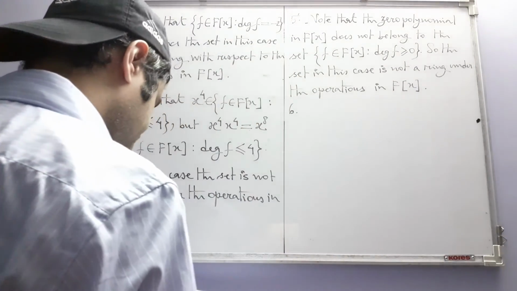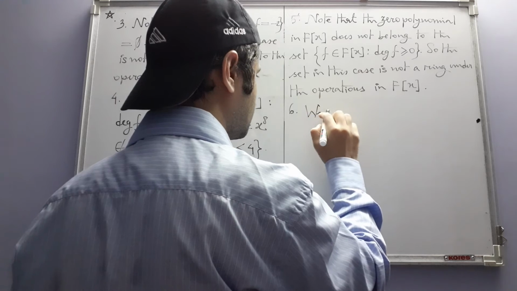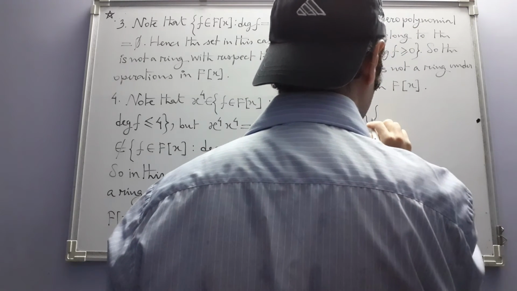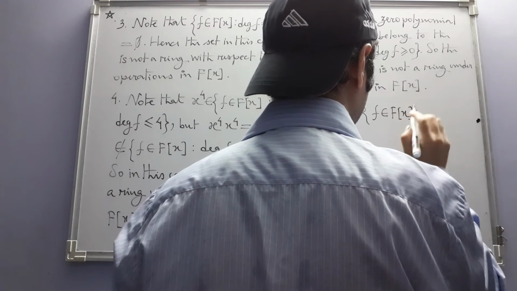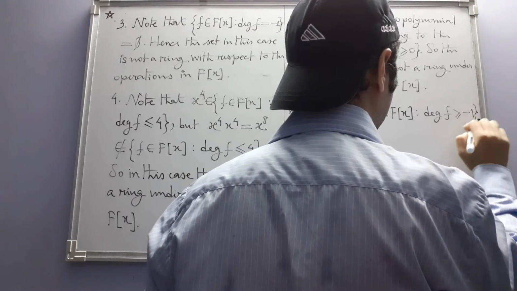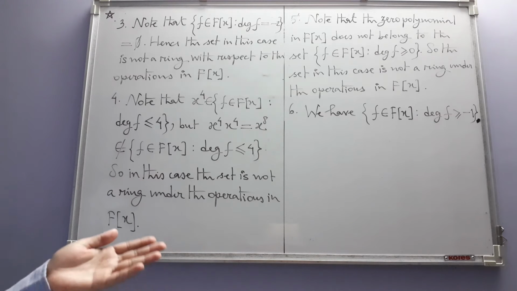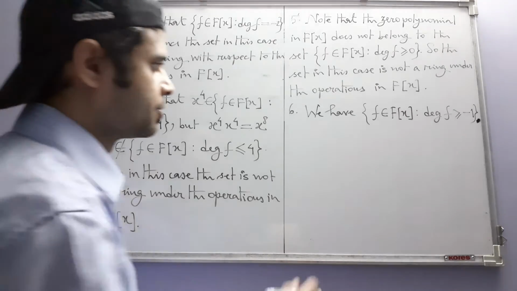Number 6. In number 6, the set is the set of all polynomials in F[x] such that degree of f is greater than or equal to minus 1. Now by our definition of degree of a polynomial, any polynomial has degree greater than or equal to minus 1. It is equal to minus 1 only when the polynomial is 0. If it is non-zero, degree is non-negative.